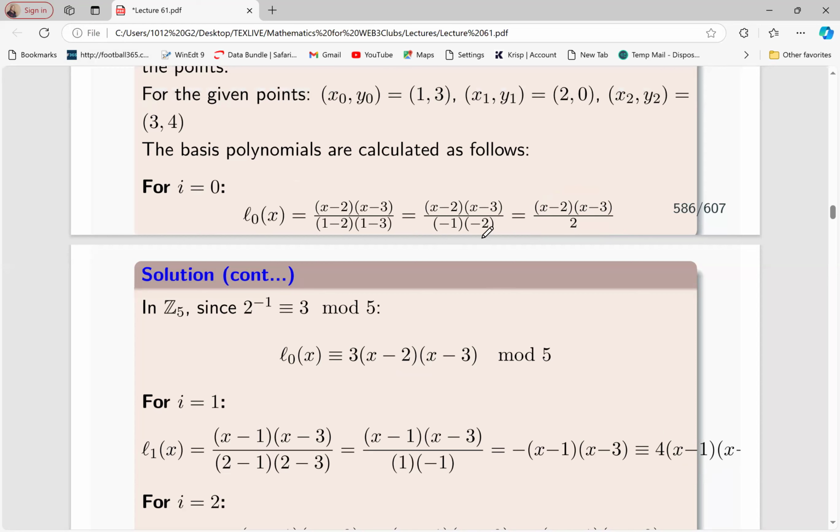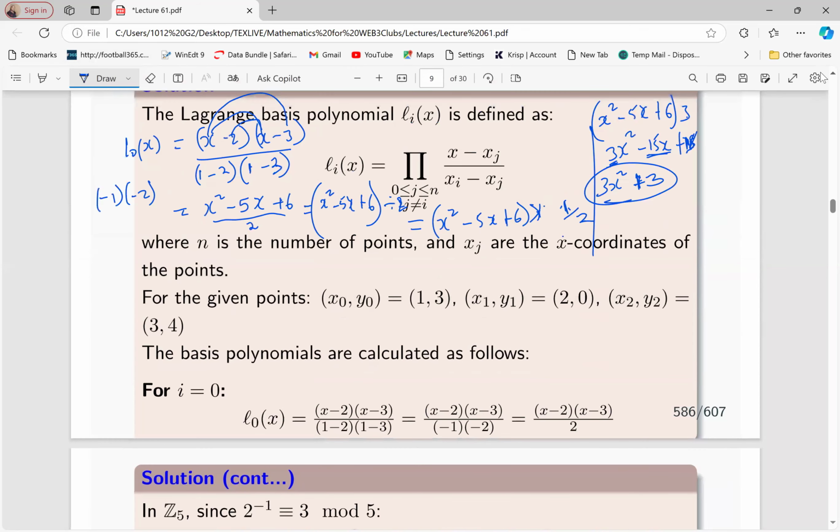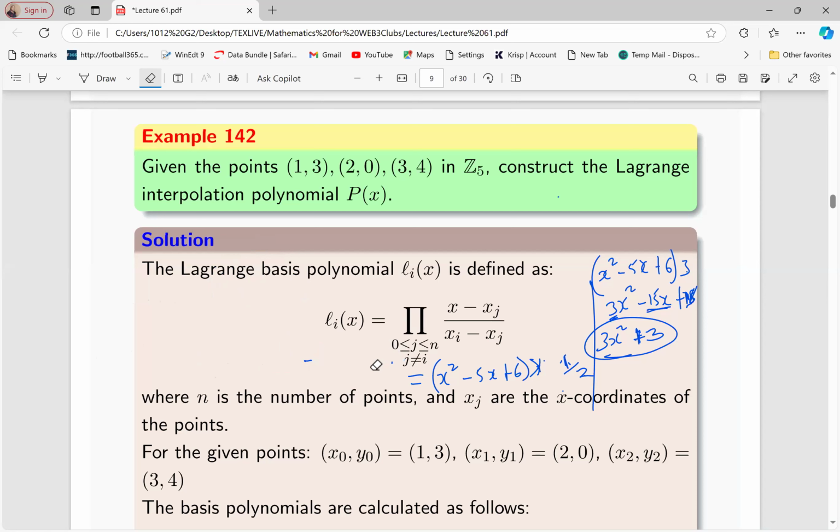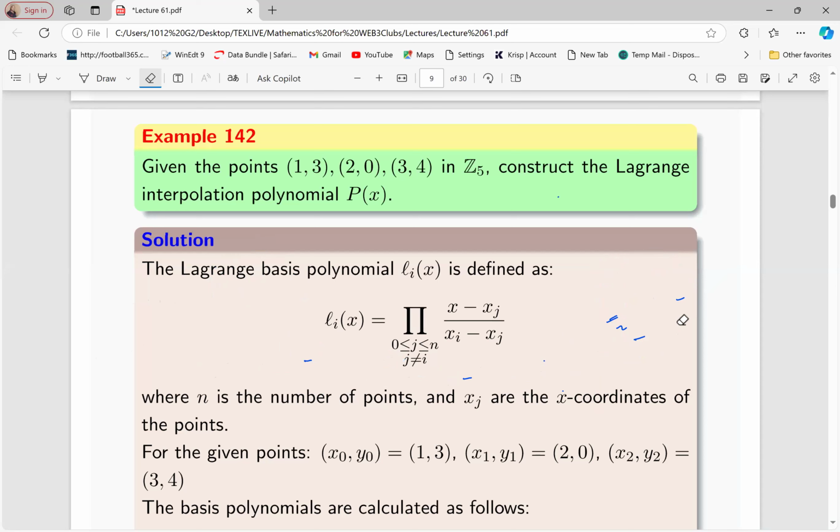Now let's find L1 of x. We pick the x values of the points not being considered. So we are considering this point 2, 0. The other x values, the ones not under consideration, are the ones we use in the numerator. But of course, we also use them in the denominator.